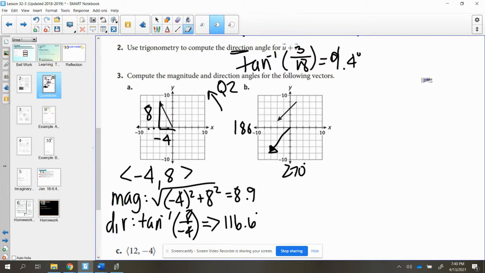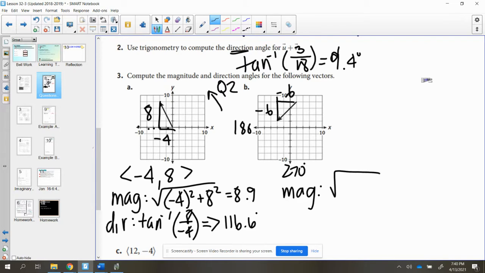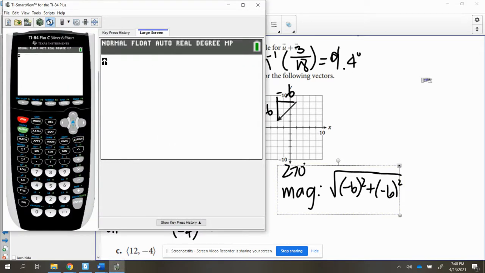So when looking at this example for part B, again, be careful when it comes to your direction. Our scale is going up by 2s, so from tail to head, we went to the left 6 and down 6, for a total magnitude of the square root of -6 squared plus -6 squared. So the square root of 36 plus 36, because both of those negatives squared are positive, is roughly 8.5.